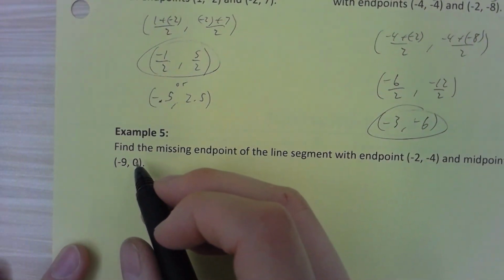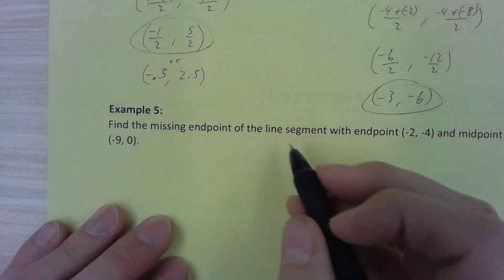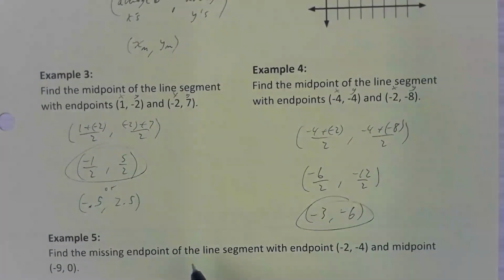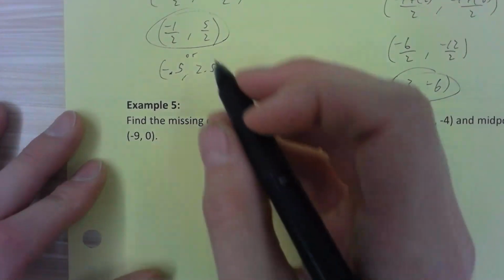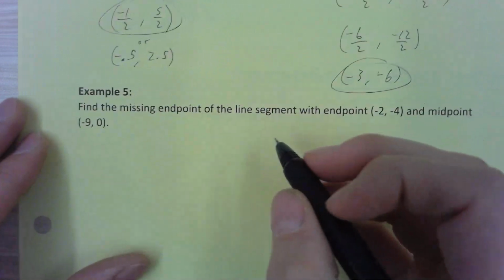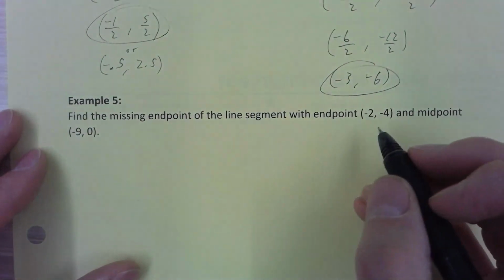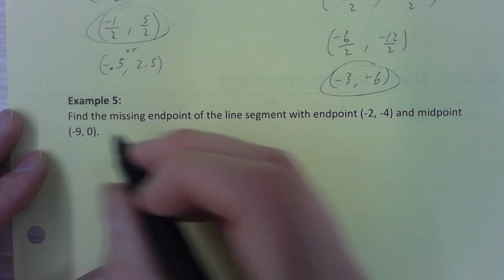On this next example, we didn't have a 1 or a 2, did we? So on example 5, find the missing endpoint of the line segment with endpoint -2, -4, and midpoint -9, 0.